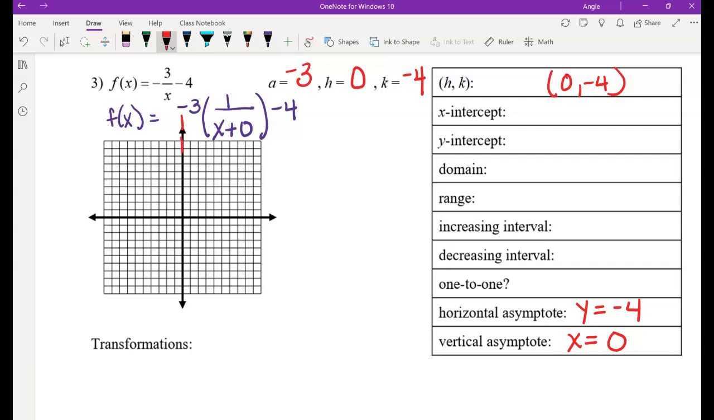Let's go and graph those right away. This is your vertical asymptote, which is up and down, x equals 0. Your y is negative 4, so 1, 2, 3, 4. Remember, these have to be dashed lines, so let's put it in there.